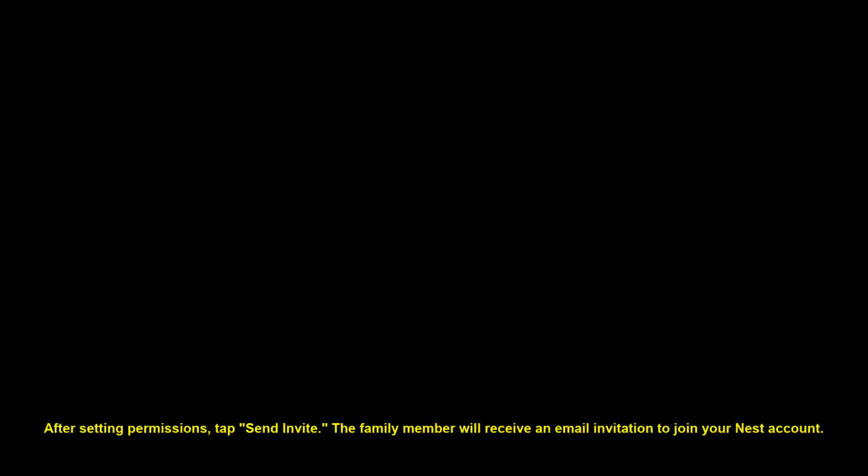Enter the email address of the family member you'd like to invite. Choose the level of access you wish to grant them. Select whether you want to allow them viewing only or full control access. After setting permissions, tap Send Invite.